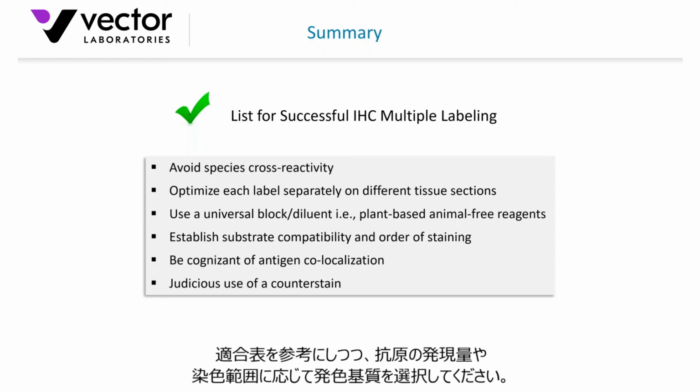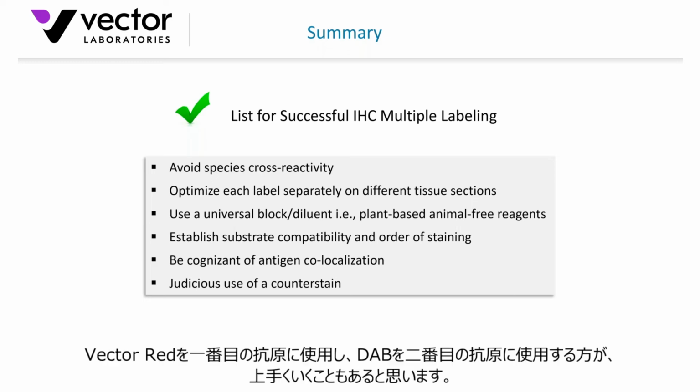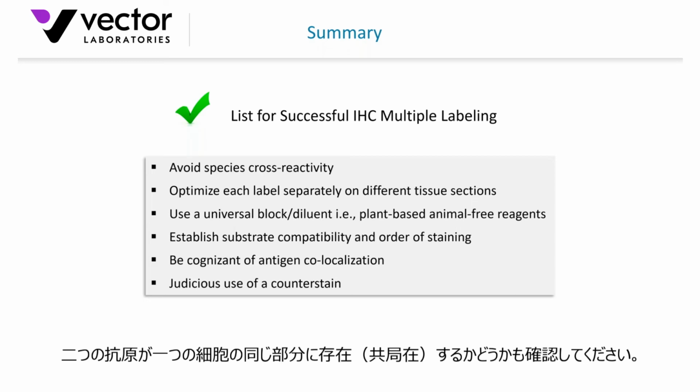Maybe again, this is looking at antigen expression and the extent of antigen that you might have in your prep. Maybe having the Vector Red first, followed by the DAB, might work better in your given scenario. Be aware, cognizant, of antigen co-localization, and have a think about whether or not both of those antigens are going to be co-localized in the same cell compartment of the same cells.